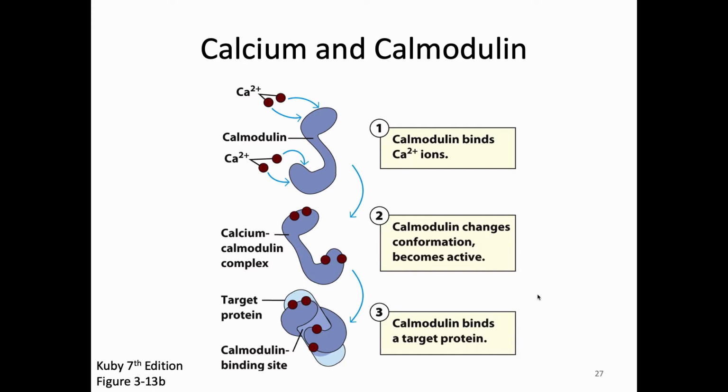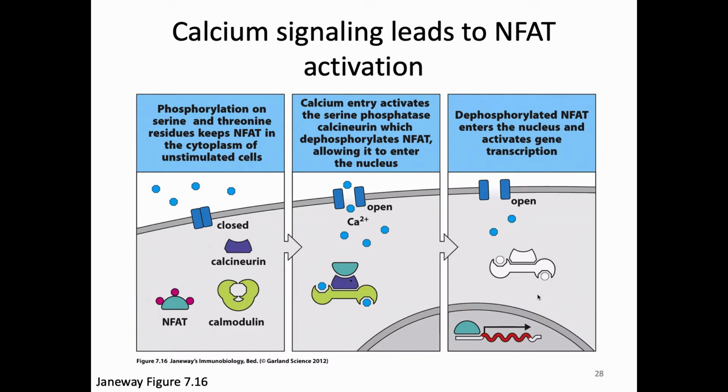In immune cells, we see Calmodulin undergo a conformational change. It turns into a wrench, I don't know. That allows it to bind another protein called calcineurin. And calcineurin can bind to a final protein called NFAT.